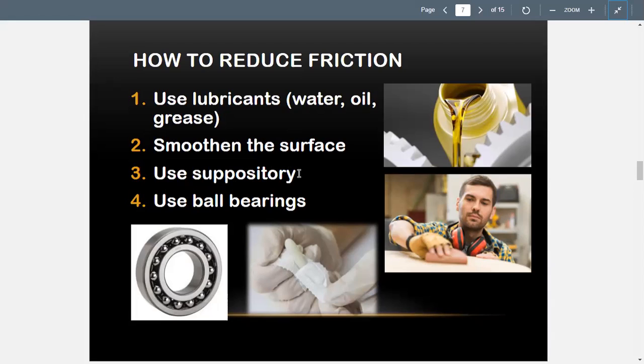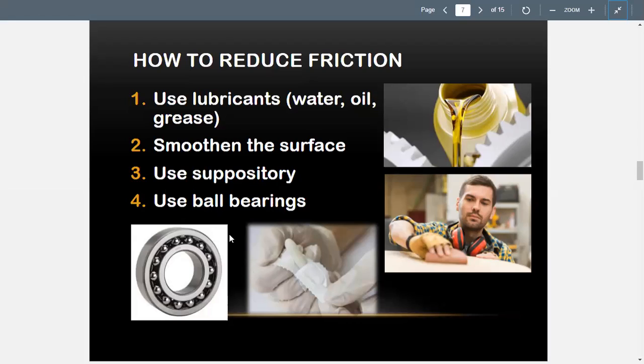For patients who cannot dispose of their body waste, they use suppositories. If you are constipated and you have not discharged waste materials from your body for so long, sometimes they use suppositories.